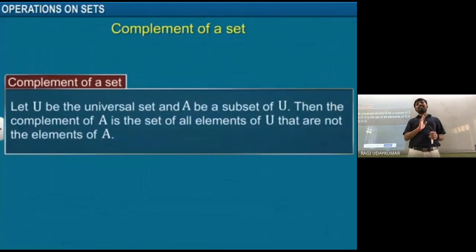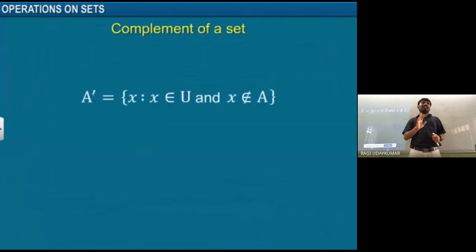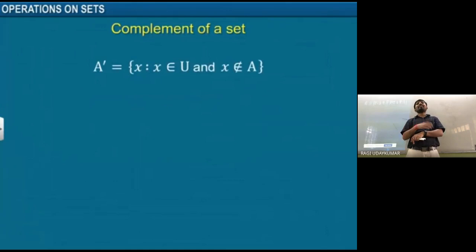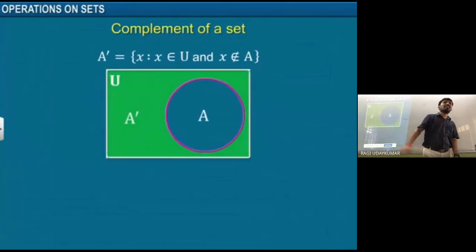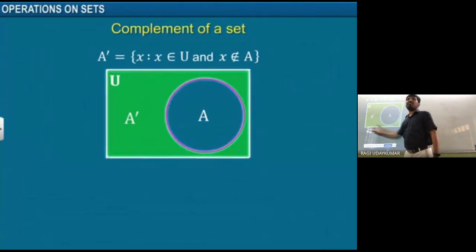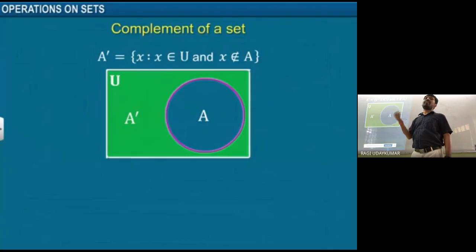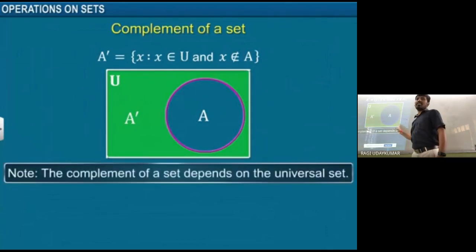So the complement of a set is this: let U be the universal set and A be any subset of the universal set. Then the complement of A is the set of all the elements of U but not in A. Leave what is in A and take everything else. Now, representing the universal set in a Venn diagram, A is this one. The complement of A is this outside part, completely outside A.